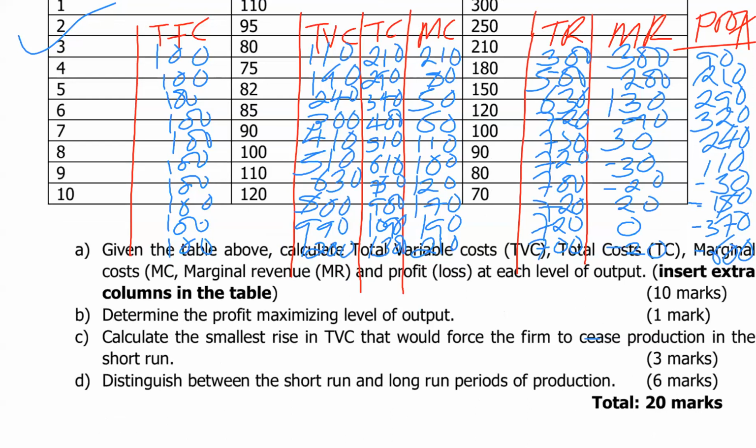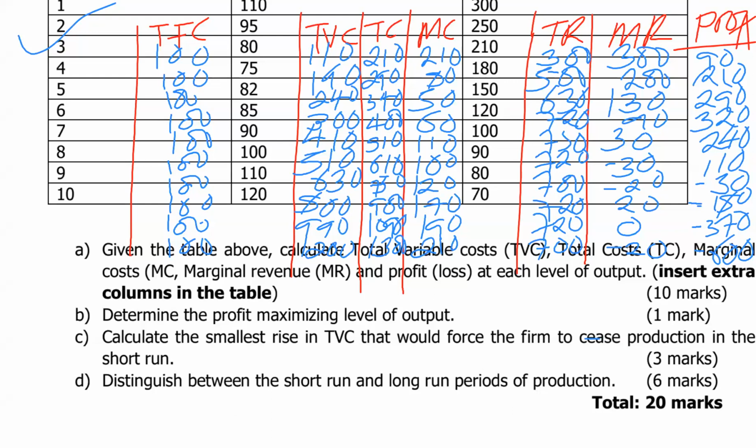Okay. Calculate the smallest rise in total variable cost that would force the firm to cease. Which point did you choose? The point at which profit is positive. Beyond the 6, the profit becomes negative, right? You start maximizing losses. You can only maximize profit up to 6 units. Beyond which you maximize losses.